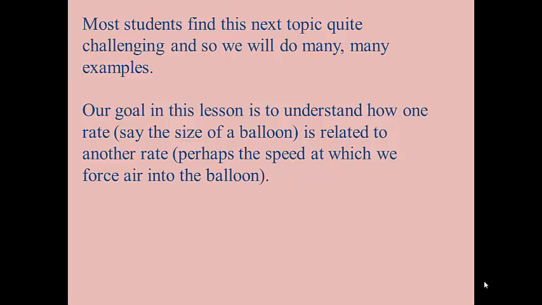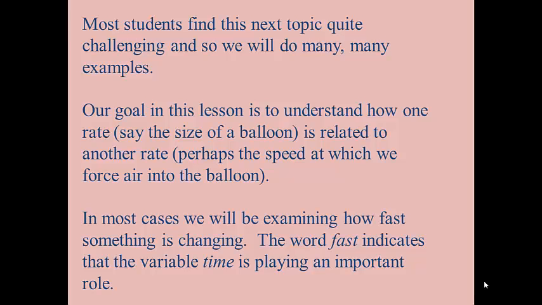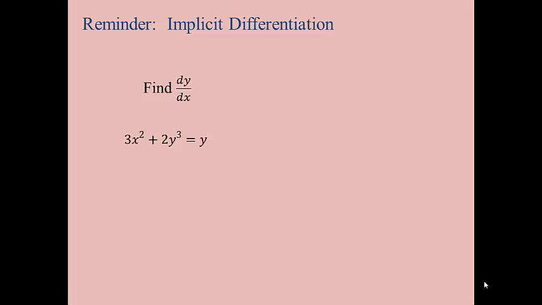Our goal here is to understand how when one variable changes, so we're talking about the rate at which a variable changes, it has some effect on how other variables change. So we're trying to understand how to relate rates to one another. That's why it's called related rates. Oftentimes we will be interested in a rate that is the speed of something, how fast something changes. And as soon as we say the word fast, we are describing that time is related in some fashion.